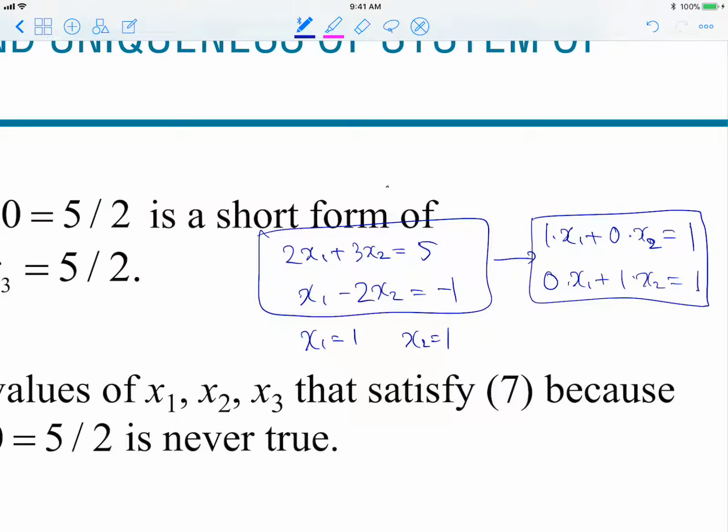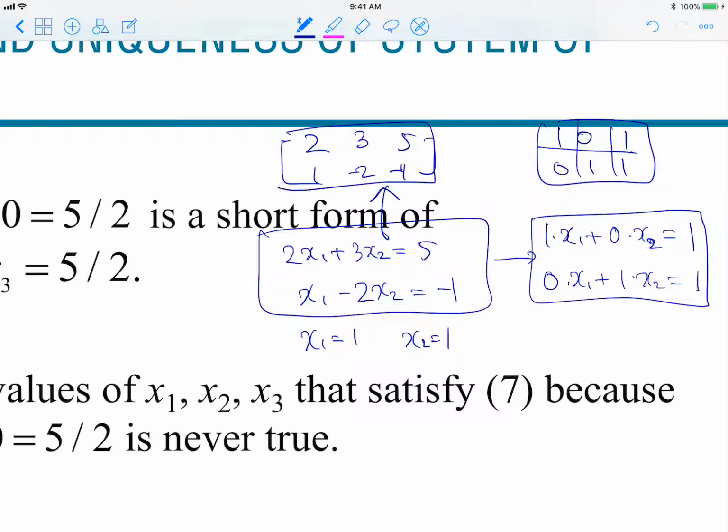And then the student's question is, considering their augmented matrices, this matrix and this matrix, are these two matrices row equivalent or not? Okay, so the answer is yes, because if the answer is yes, we should be able to find some sequence of row operations to make this guy into this form, or this guy into this form. Okay.